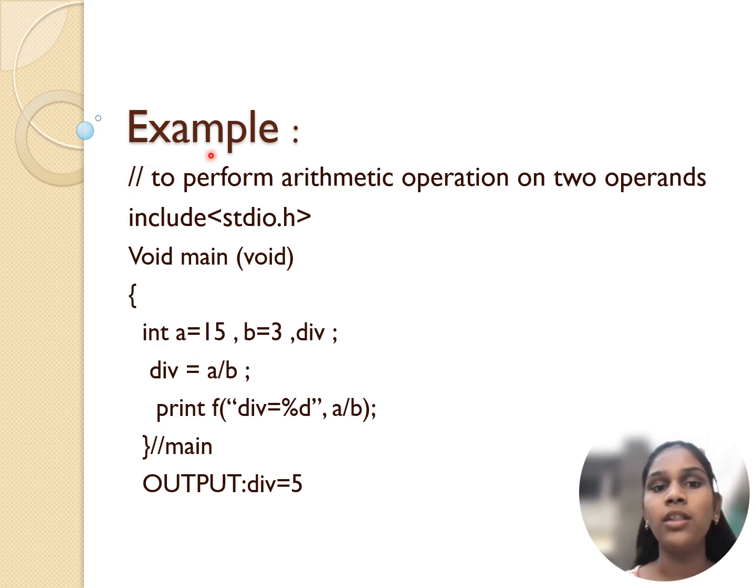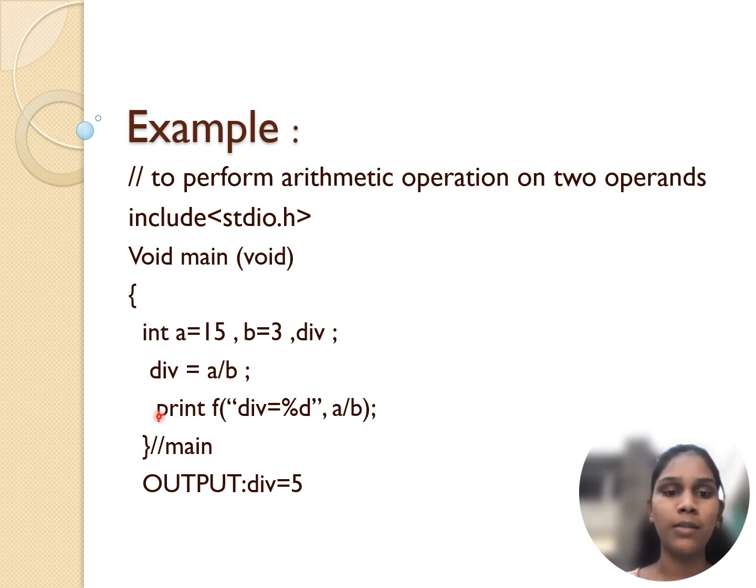Example program, to perform arithmetic operation on two operands. The preprocessor will be include stdio.h and the main section starts here. First we should initialize a and b values like a is equals to 15, b is equals to 3 and for division we will give variable as div, where div is equals to a slash b.